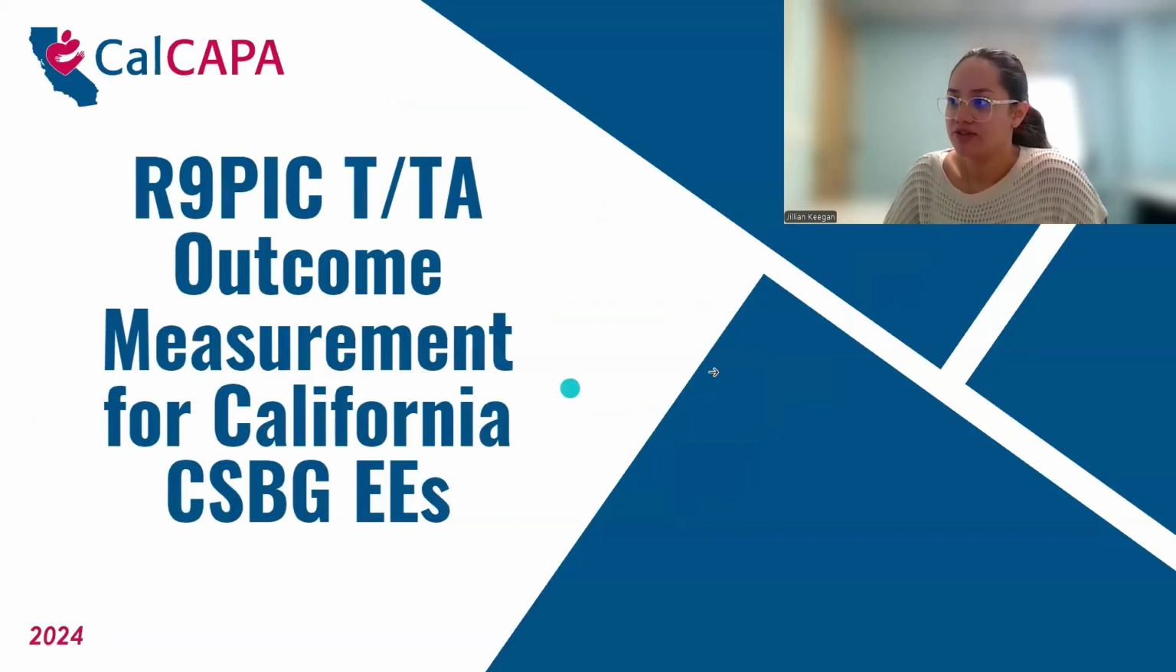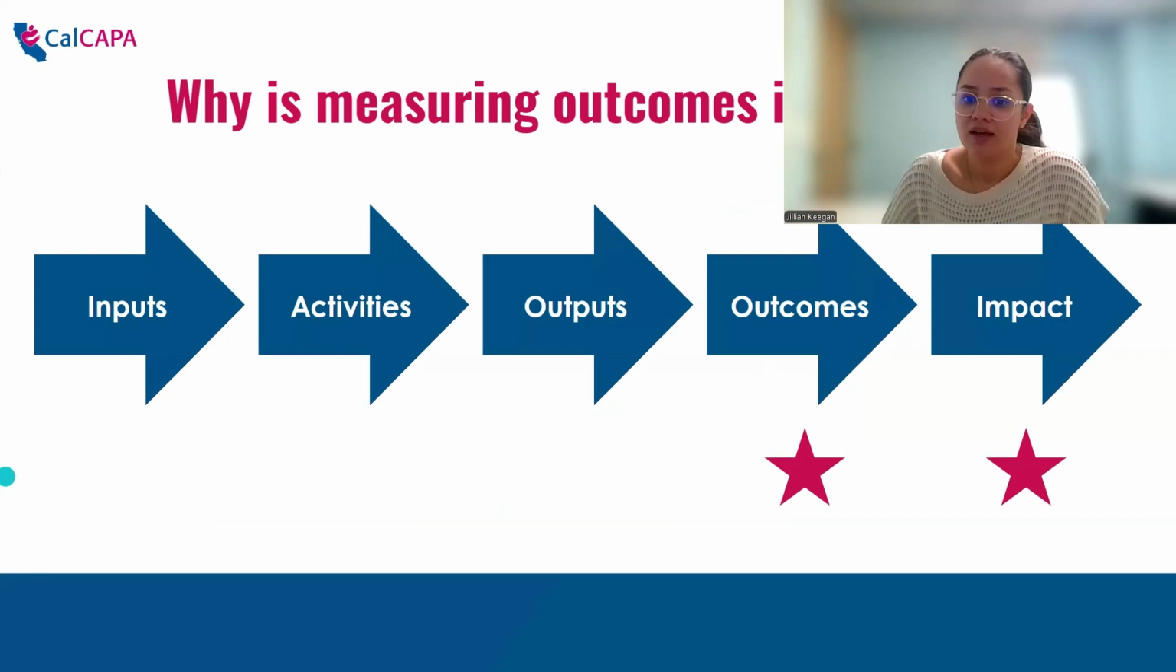So why is measuring outcomes important? Outcomes tell us whether a program is actually making a difference in people's lives. It's not just enough to track what we've done, our activities and outputs, but we need to know if those actions are leading to meaningful change. By focusing on outcomes, we ensure that our training and technical assistance offerings are truly effective and that we're meeting the needs of our CAAs.